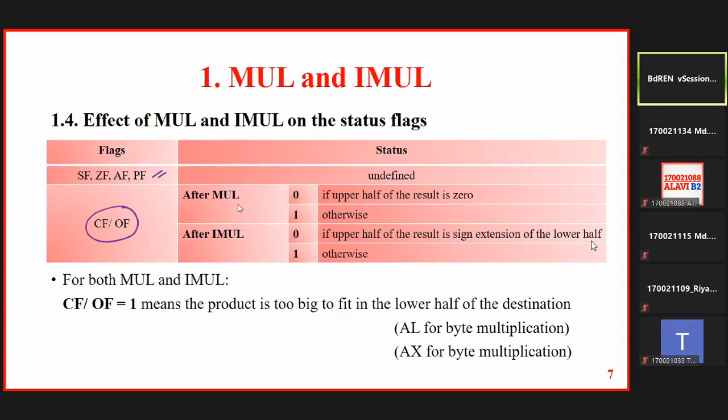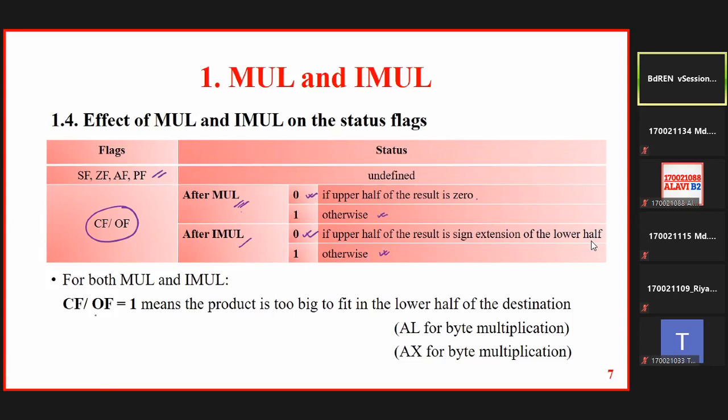So after this instruction, for multiplication, if the upper half of the result is 0, then the flags will be 0, and otherwise they will be 1. For integer multiply, if the upper half of the result is the sign extension of the lower half, then they will be 0, otherwise they will be 1. So we'll do maybe 4 or 5 examples after this, but try to get this one.